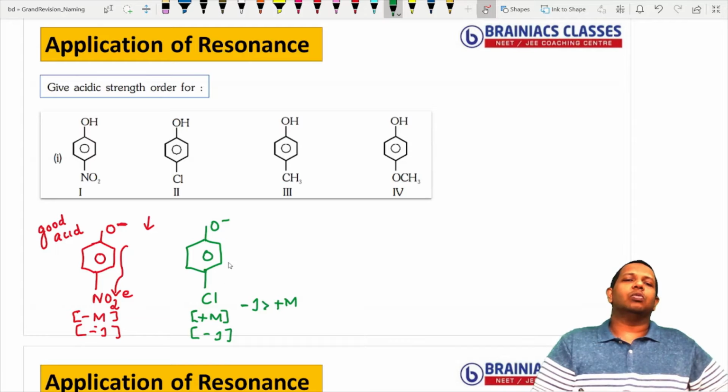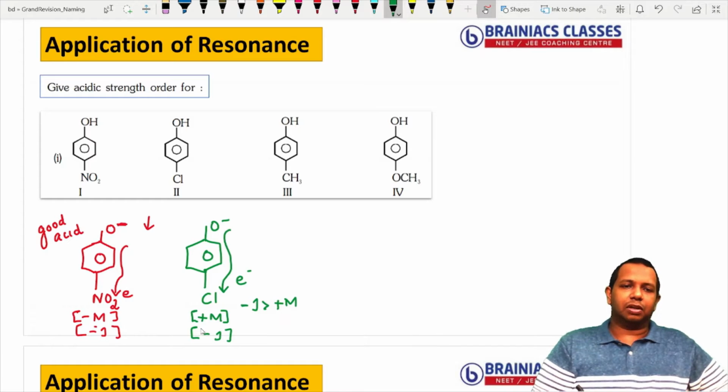So we know that through minus I effect, electrons will be moving in this direction. So charge density on the oxygen atom decreases, but through plus M effect, electron density increases. But minus I is dominant, so a huge amount of electrons move in the downward direction. So I can say it is also a good acid. But comparing 1 and 2, I can say first one is a much better acid than the second one. Why? Because here minus M and minus I is stabilizing the phenoxide ion.